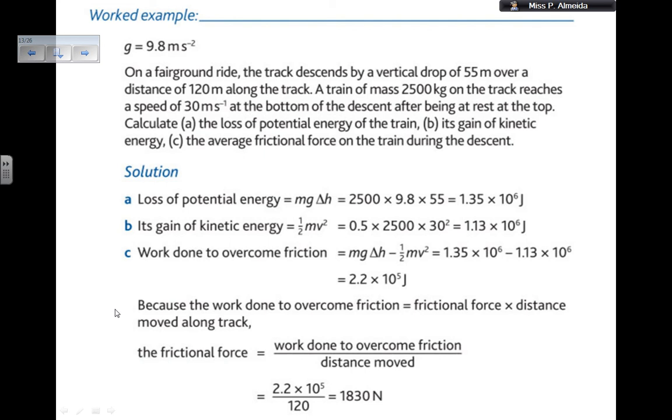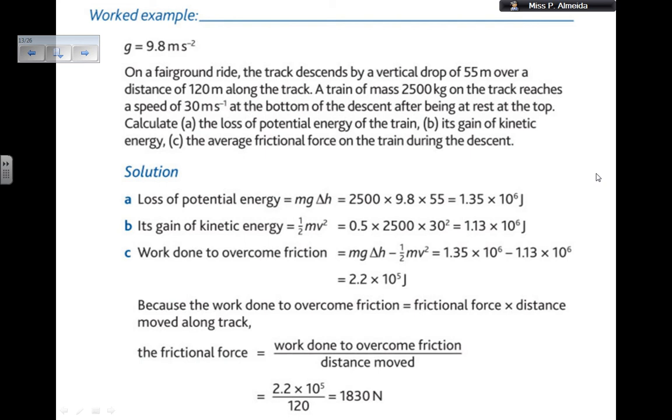Now, the work done equals the force times the distance. And I know that I have a distance of 120 meters. So I rearrange the formula. Friction, or the frictional force, equals work over distance. So the number that I calculated for work, 2.2 times 10 to the power of 5, divided by the distance, 120, gives me 1,830 newtons. So here you go.